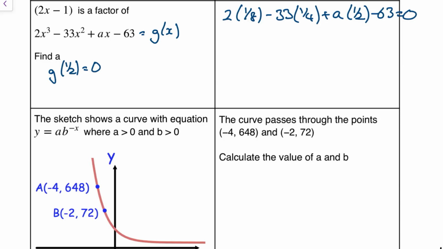So if I collect all the numbers on the other side, that gives me a over 2 is equal to 63. 2 times an eighth is minus a quarter. Minus is a plus, so plus 33 over 4, and then 63 I've got. So hold on, calculator out. I'm not going to mess this up. And that tells me that A is equal to 142. That's a big number. No, I'm happy with that because 63, double it. Yeah, that makes sense. Okay, good. Next question.